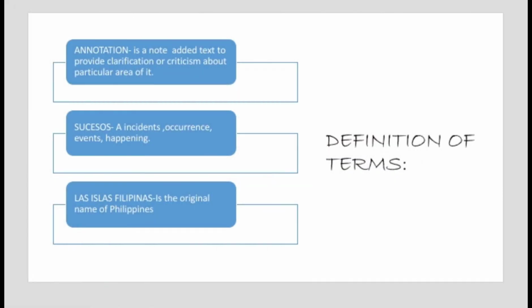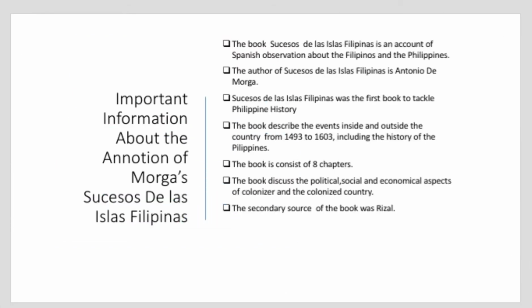Definition of terms. Annotation means a note, added text to provide clarification or criticism about a particular area of it. Sucesos means an incident or occurrence or events or happening. And Las Islas Filipinas is the original name of the Philippines. And here is some important information about the annotation of Morga's Sucesos de las Islas Filipinas.